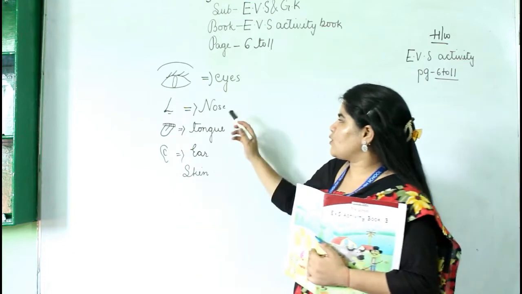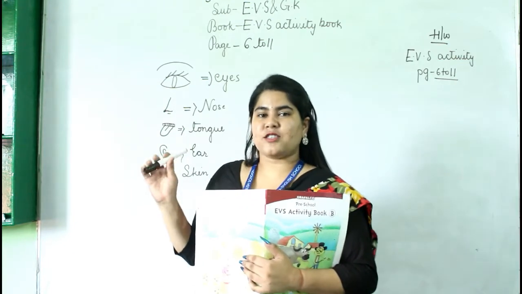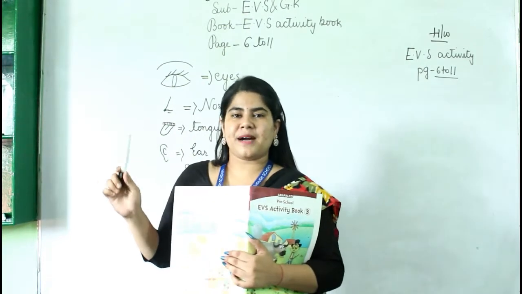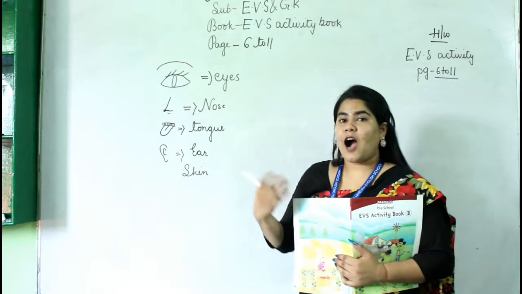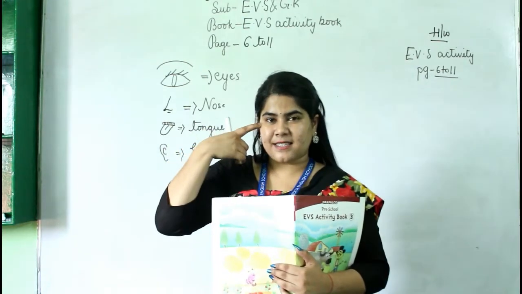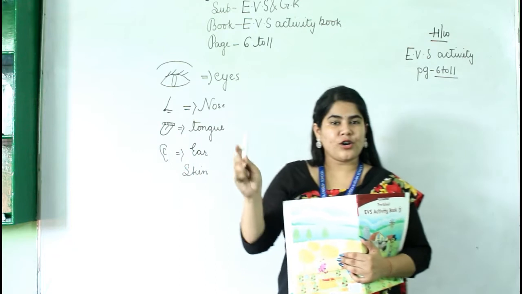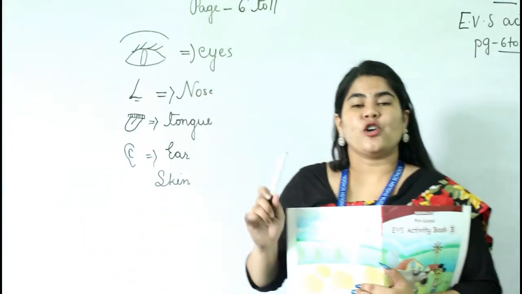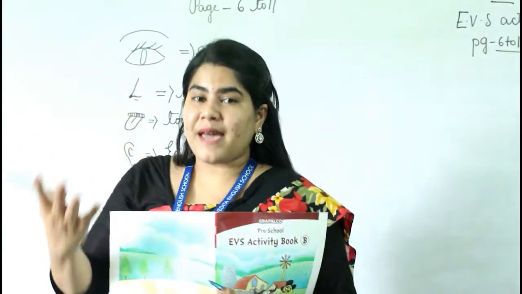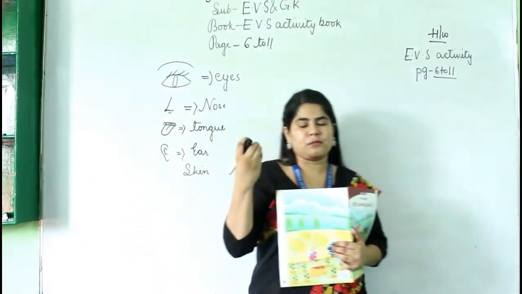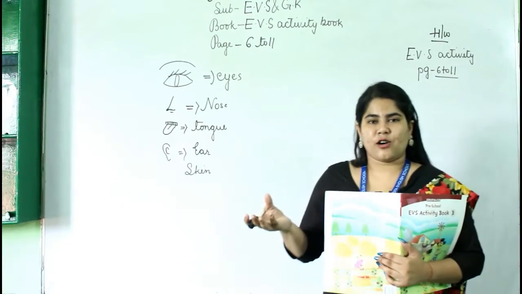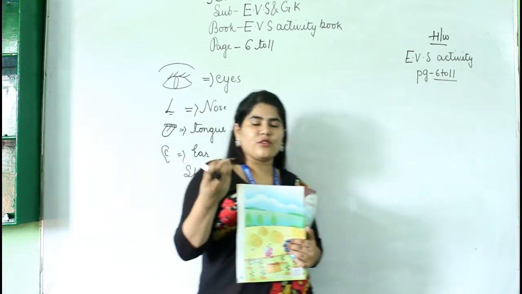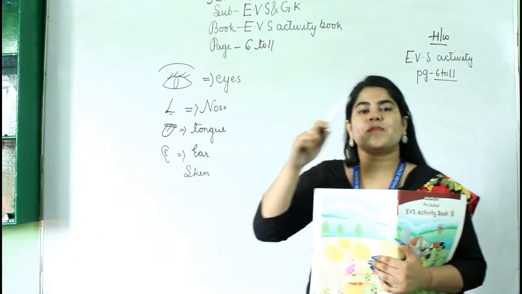So the next one is nose. Suppose your mama is cooking a delicious, your favorite food, okay, in the kitchen. How will you get that smell? From your eyes? No. Mouth? No. You will get that smell from your nose. That means nose helps us to smell something, like the beautiful scent of flowers, or beautiful scented candles. How do you get the smell of those things? With the help of your nose.